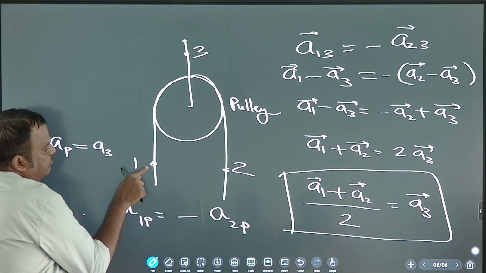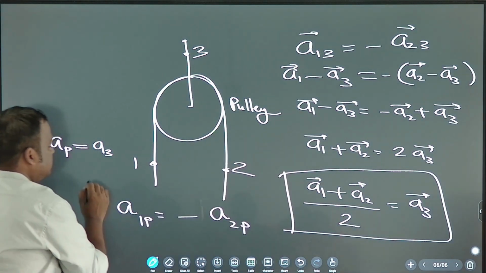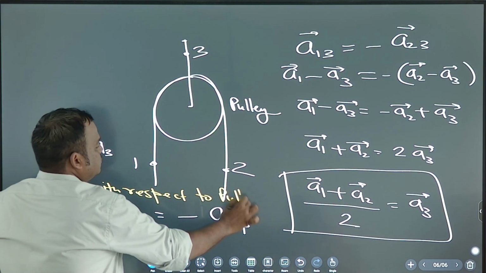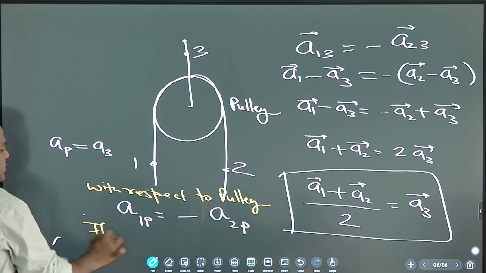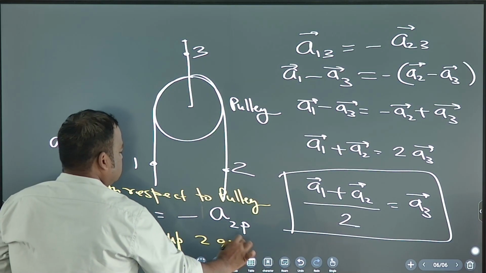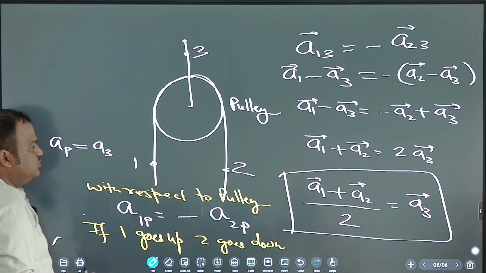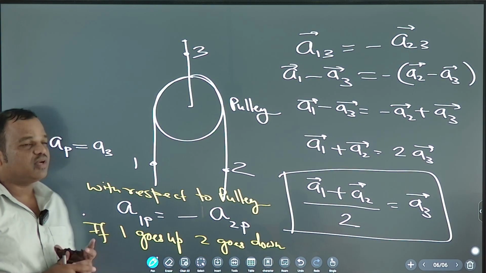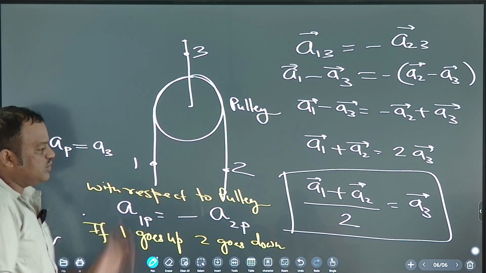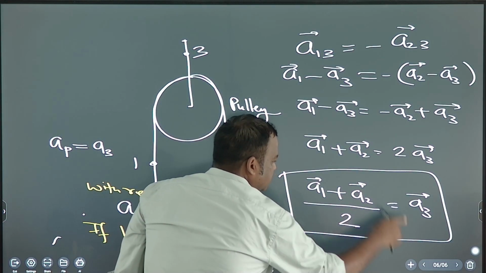So if 1 is going up, 2 is going down with respect to the pulley. If 1 goes up, 2 goes down. That's why the minus sign is there. The direction of 2 is opposite to 1. If 1 is going up, 2 is going down. If 1 is going down, 2 is going up. Okay, fine. Clear? So let's do some direct basic questions based on this.